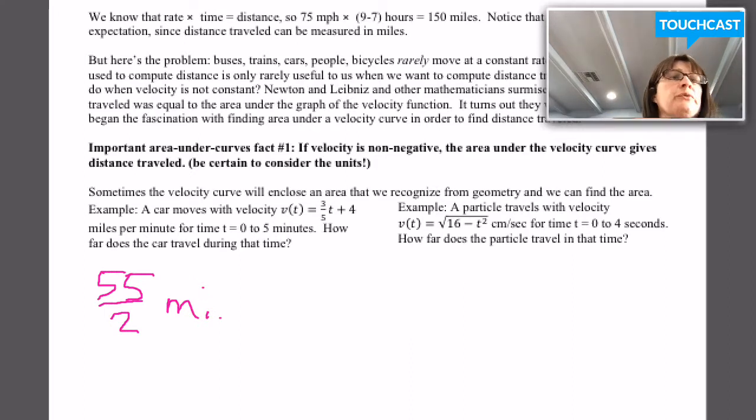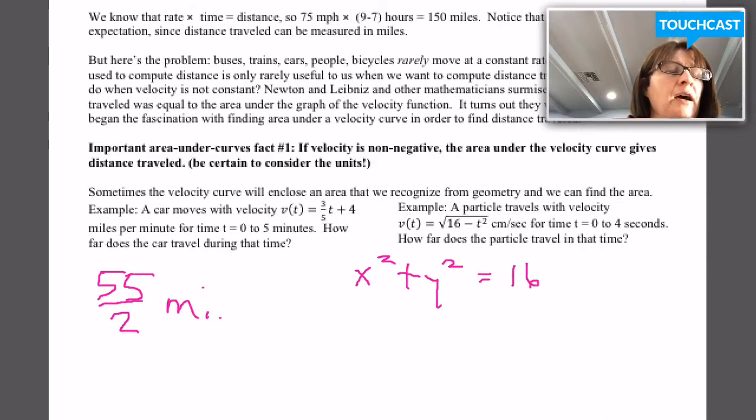So this is another one we can do. This is the second one. A particle travels with a velocity. Again, I've been given a velocity function. And as long as when I graph the velocity function and look between time 0 and time 4, I get a geometry shape that I recognize, whose area I can find, I'm going to be able to answer this question. Well, I hope you'll start to recognize this. If I said x squared plus y squared equals 16, I hope you'd start to recognize that that's a formula, that's not a function, but a curve that describes a circle whose center is the origin and whose radius is 16. Sorry, whose radius is 4.